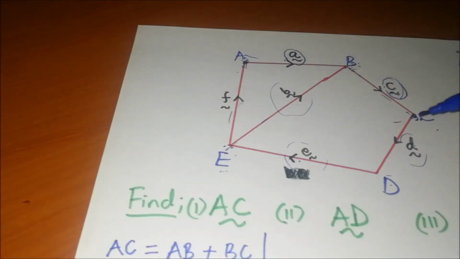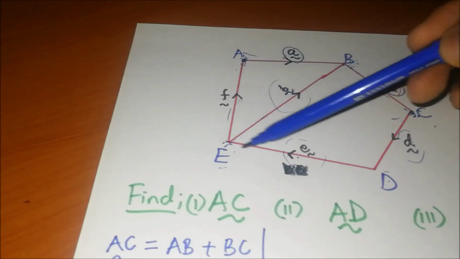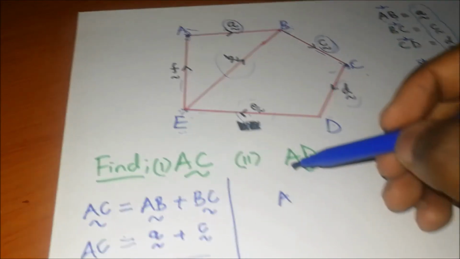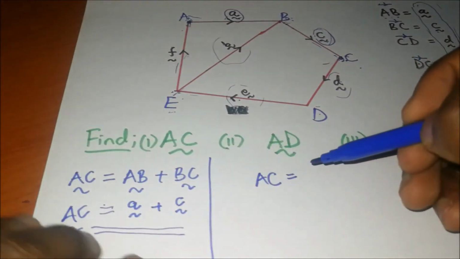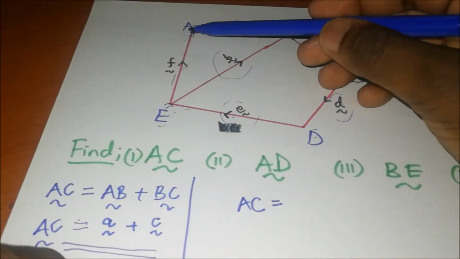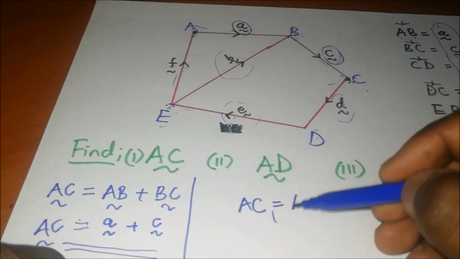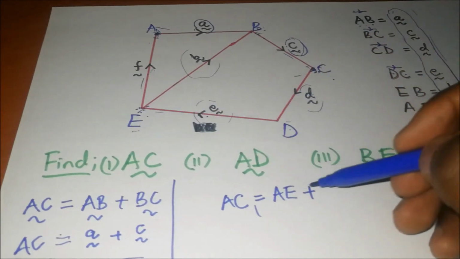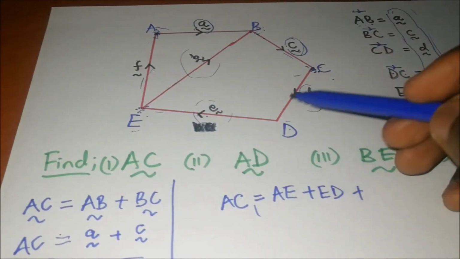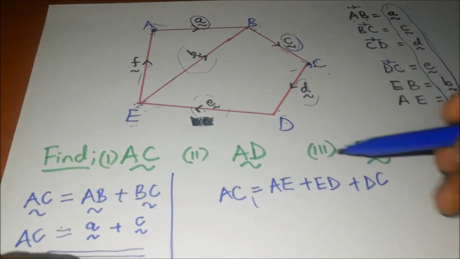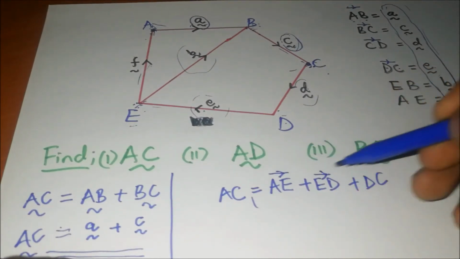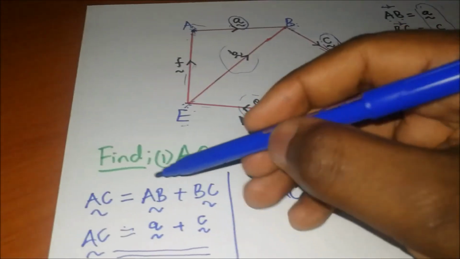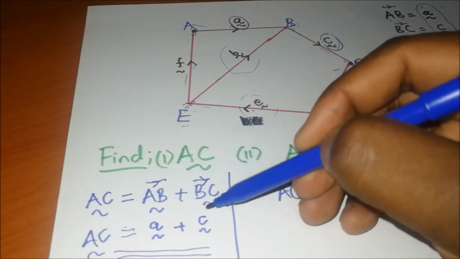Or I can use an alternative route. For me to move from A to C, I can use this route to reach C. So it means here that SC is going to be equal to AE plus ED plus DC. Let me put arrows here. It's the same thing here. Let me maintain this as that.